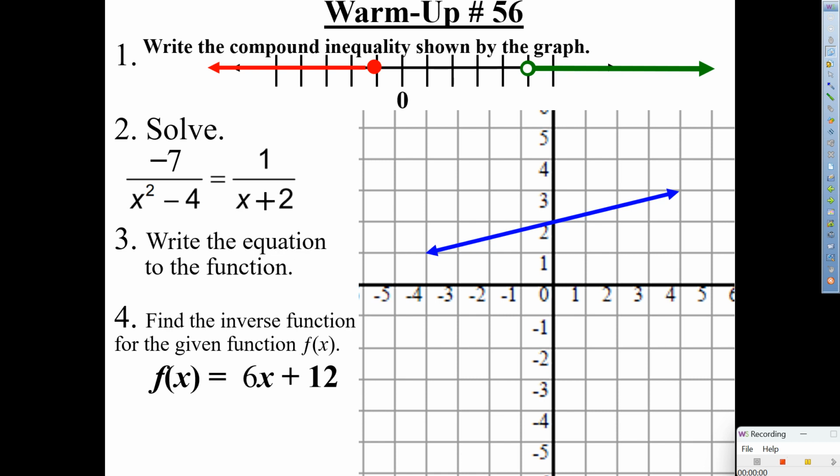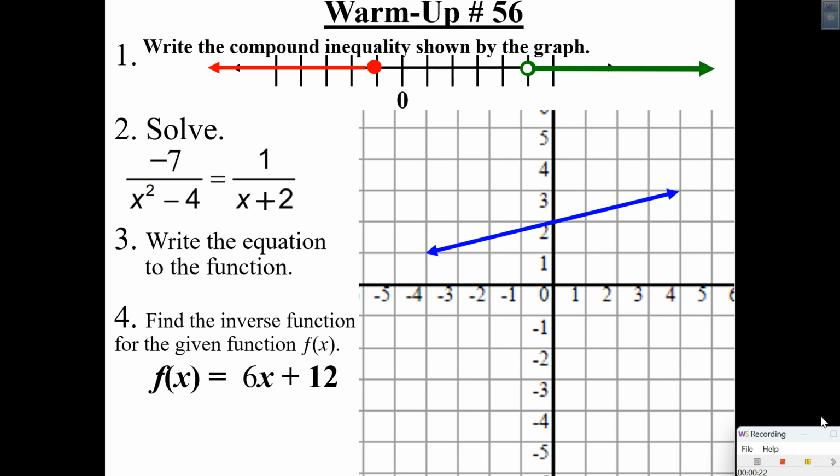Whoop, whoop. Warm-up 56 is on the screen. That shouldn't take you long by now. You should be experts at those four. I'll give you some time for that. And when I call your name, bring me your home plate, numbers 1 through 7. I want to see it over here. Thank you.